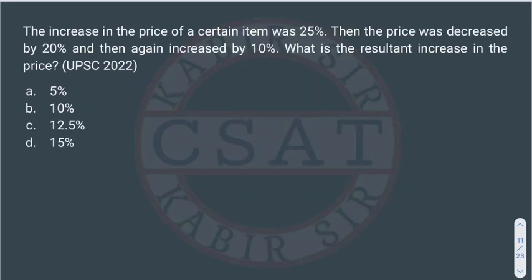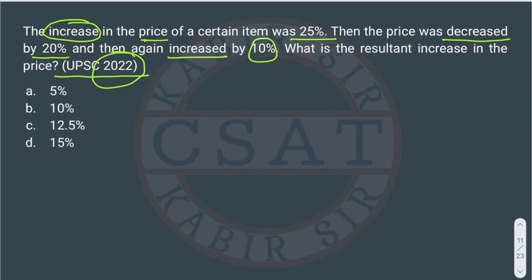Now, this is a question asked in UPSC 2022. The question is: the price of a certain item was increased by 25%, right? Then the price was decreased. Initially, the price got increased, then decreased by 20%, and then again increased by 10%. So, what is the resultant increase in the price?